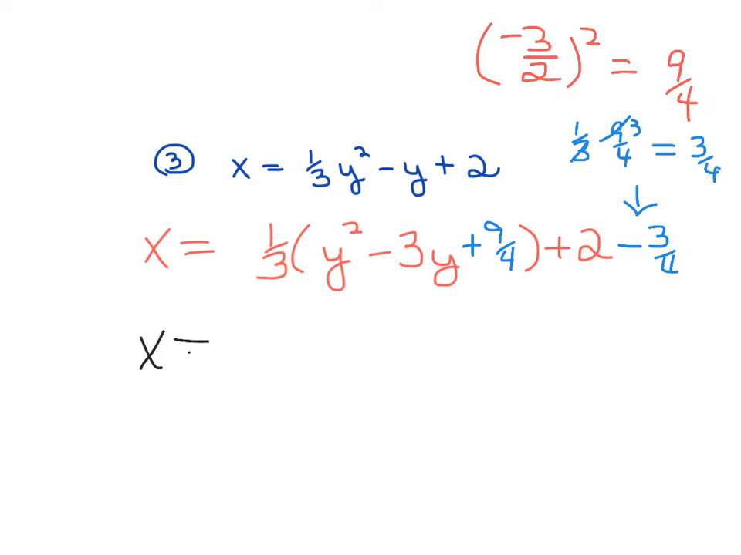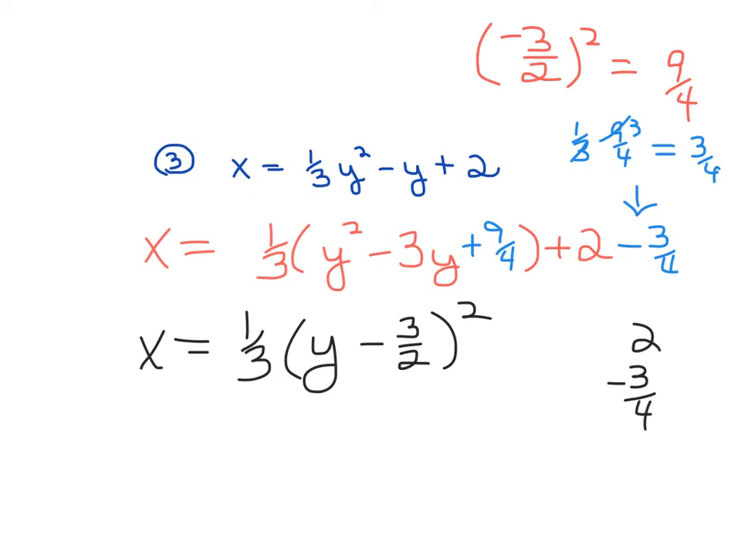So x equals 1/3. Again, if you remember what you got when you divided the b term by 2, it's x minus 3 over 2 squared. Oh, y, thank you. Y. And then now I have to do 2 minus 3/4. Common denominator. I'm going to change the 2 into 8 over 4. And then I can subtract the 3/4. So I get plus 5 over 4.